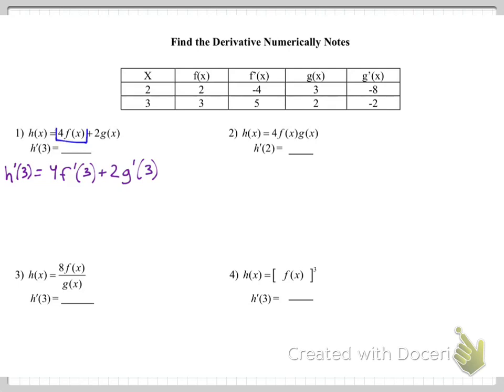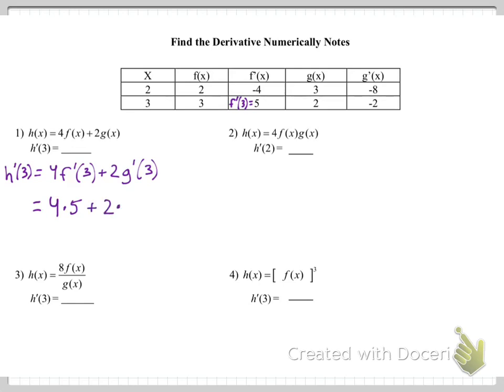So we take the derivative of 4f of x and we get 4f prime of x. We take the derivative of 2g of x and we get 2g prime of x. This is what we'll be doing throughout. I just want to show you what it looks like this first time. Notice now we can just look at the table. We know that f prime of 3 is going to be that 5 there. That's how you read the table. You follow the x's down, find f prime of 3. That's going to be 5, so it's 4 times 5.